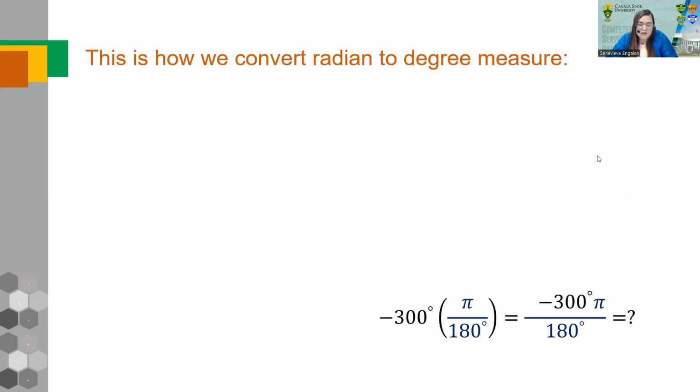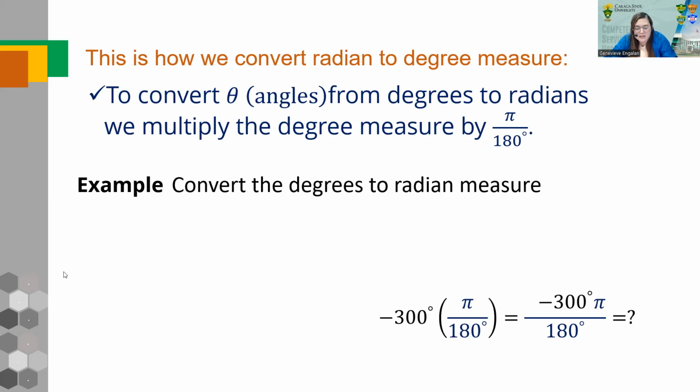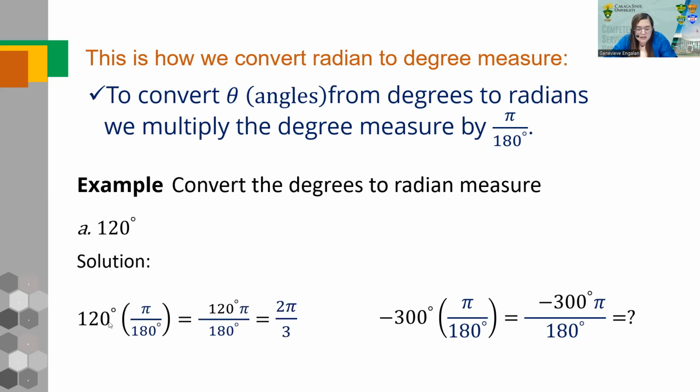Okay, so how do we convert degree to radian measure? We have to convert angles from degrees to radians. We multiply the degree measure by pi over 180 degrees. For example, convert 120 degrees to radian measure. We have 120 degrees times pi over 180, which is equal to 2 pi over 3.